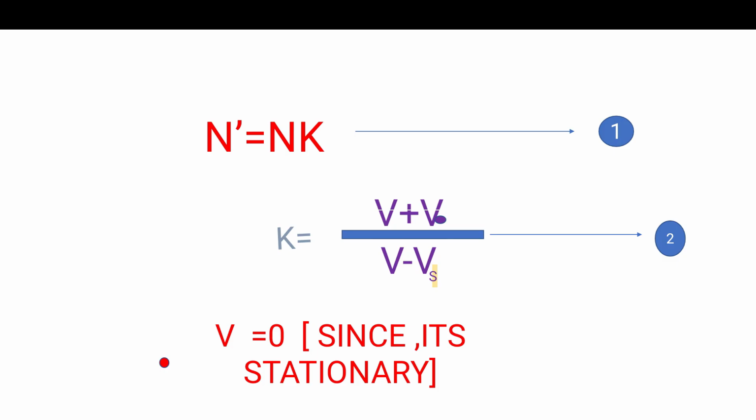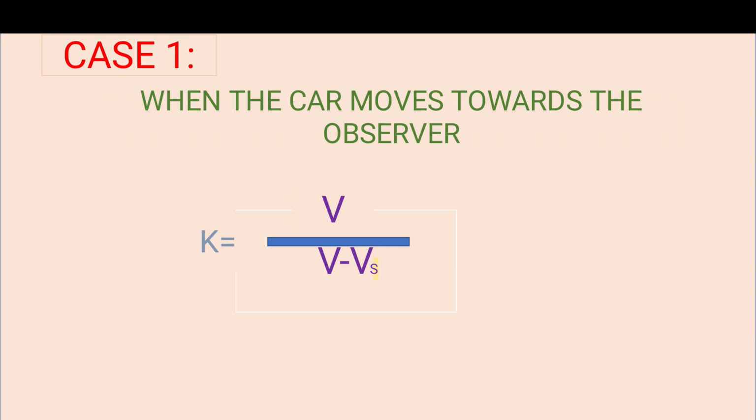Okay, so let's do a thing. Let's substitute the changing part of the equation with a variable k. Now in this case, the observer is stationary, so Vo is 0. Okay, so now let's consider for when the car is moving towards the observer.